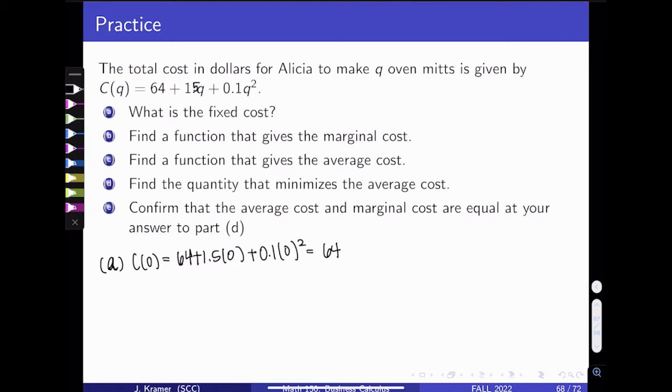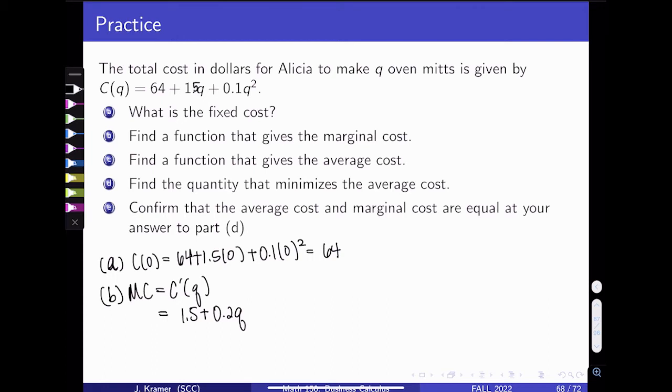This is the bare minimum cost of running the business. That might be keeping the lights on, paying any salaries, and it might be that the 64 is in terms of thousands as well. So we would need more information to see the realistic part of this. In part B, we'll want to find a function that gives marginal cost. Remember that marginal cost is the derivative of the cost function, and so we'll take the derivative of C of Q. The derivative of the total cost function is 1.5 plus 0.2Q.